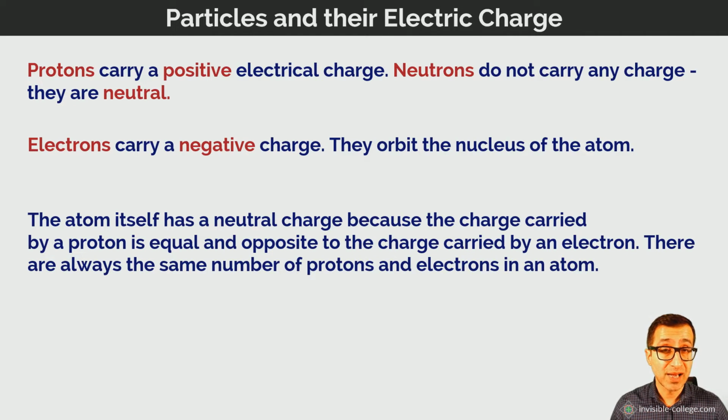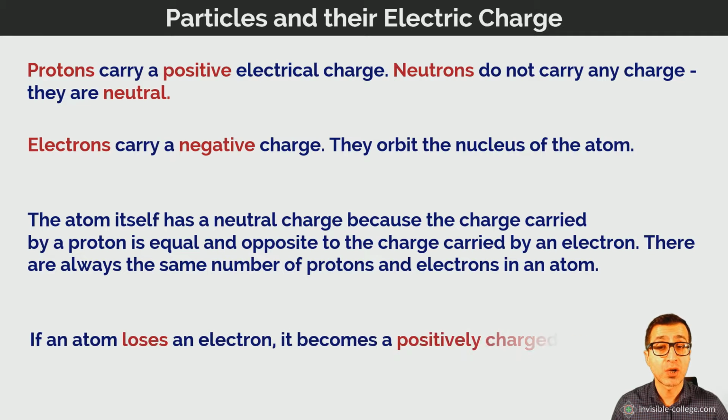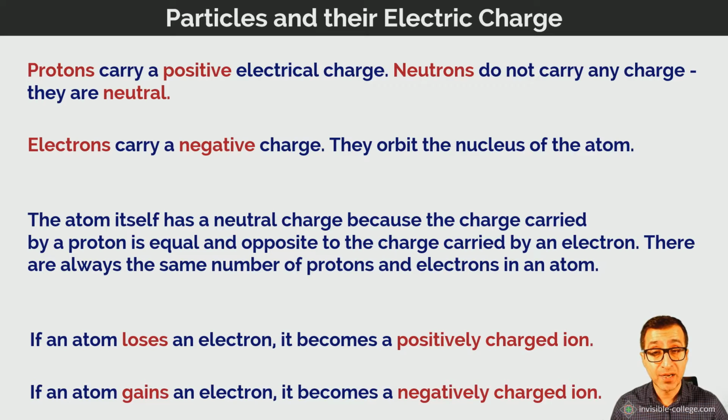However, if an atom loses electrons, then it will end up with more protons than electrons, more positive charges than negative charges, and therefore the overall charge of the atom will no longer be zero. It will carry an overall positive charge. At that point, we don't call it an atom anymore, we refer to it as a positively charged ion, or a cation. Now, if an atom gains an electron, it will have more electrons, more negative charges, than it has protons or positive charges. And so since the negative charges outweigh the positive charges, the overall charge will not be neutral anymore, it will be negative. At that point we no longer have an atom, we have a negatively charged ion, or an anion.